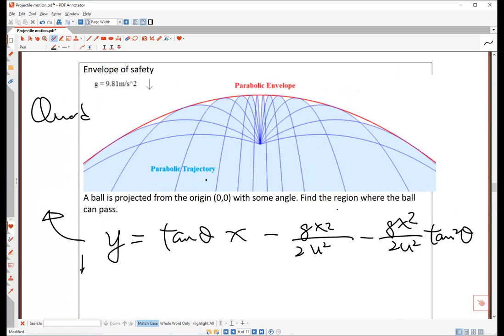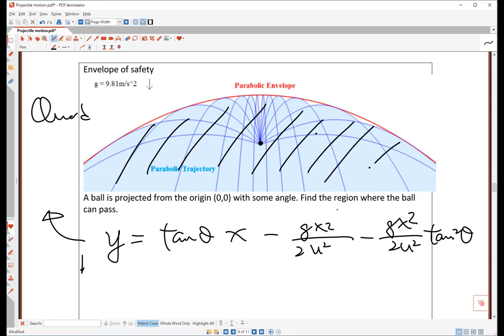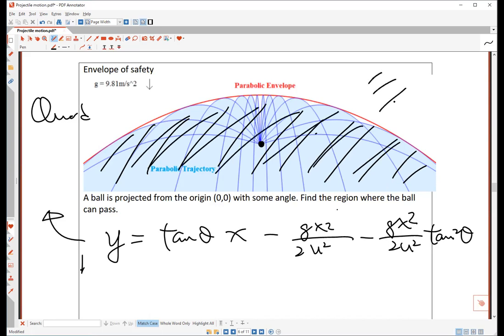So then how can we do it? So this is the region. If you consider it as a missile launcher, then these are the regions where the missile can hit. And these are the regions that the missile cannot hit.